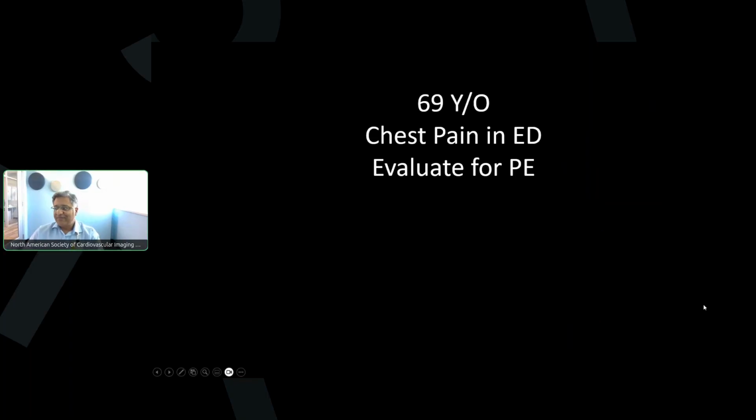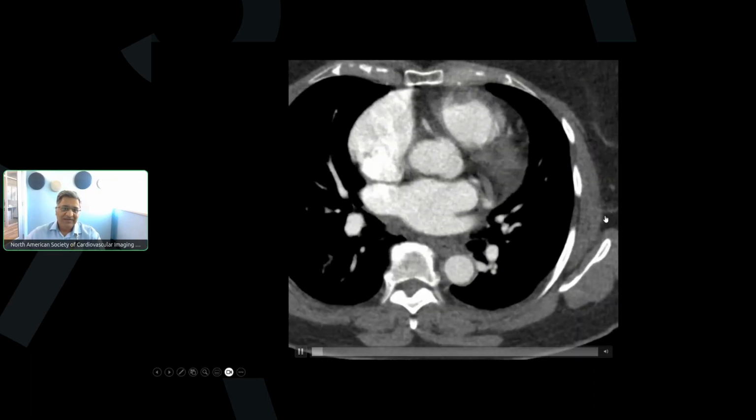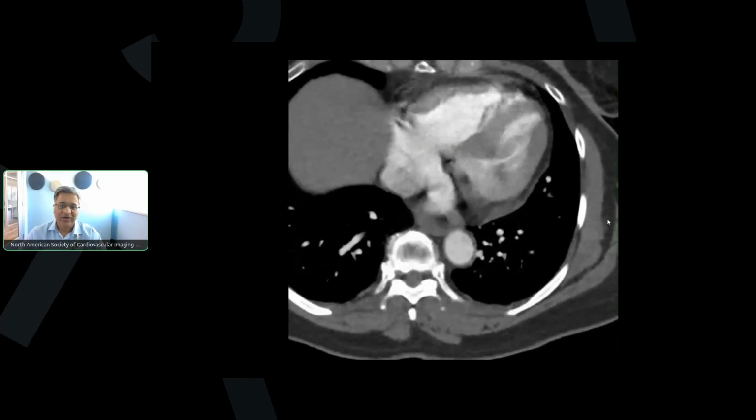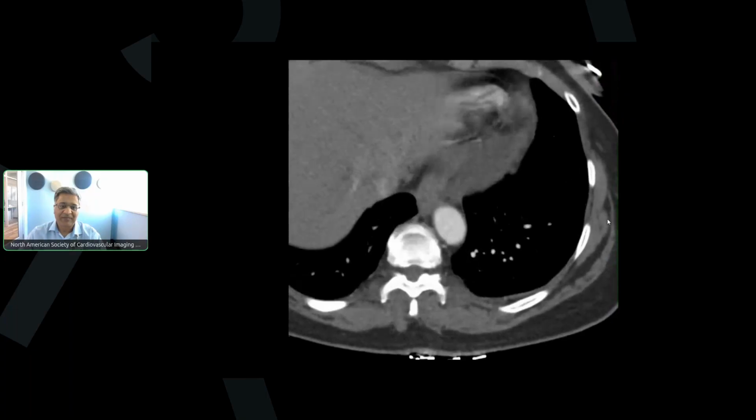So let's start with our first case, and this is a 69-year-old patient who presents to the ED with chest pain. And of course, we are doing a CT angiography to evaluate for any pulmonary emboli. So these are the images of the CT. You can see that this is a non-gated acquisition.